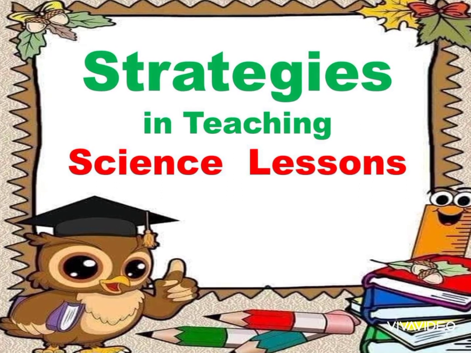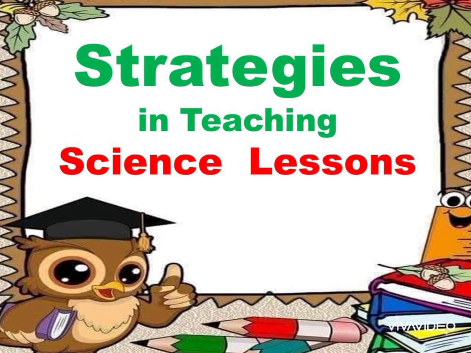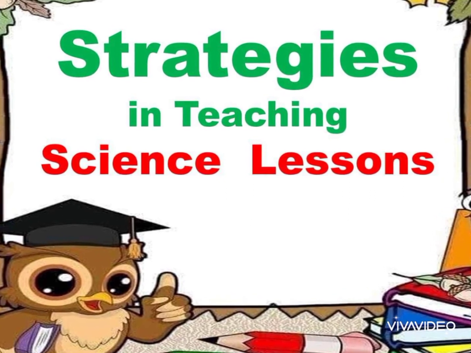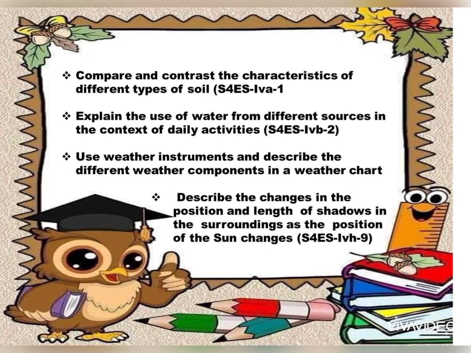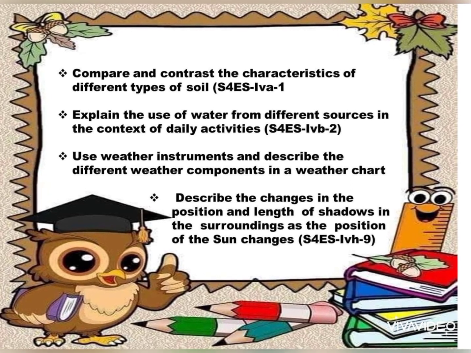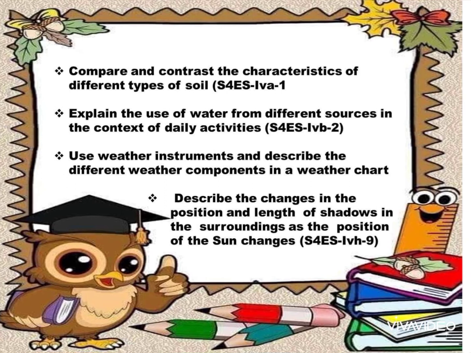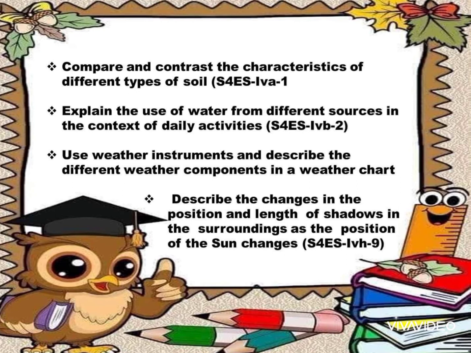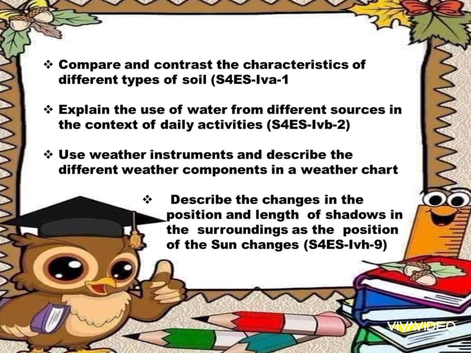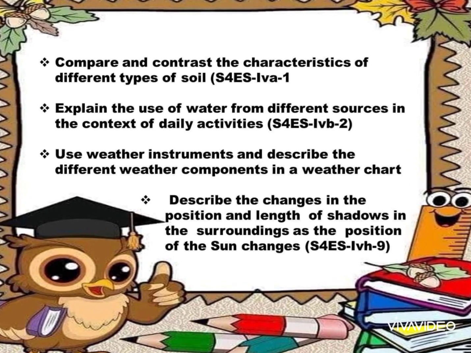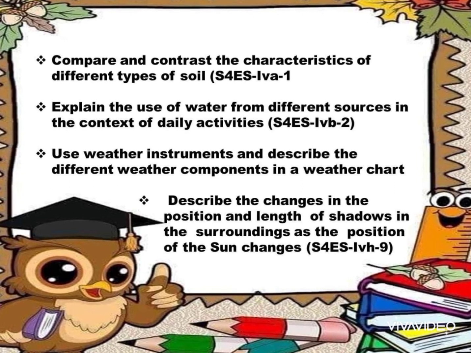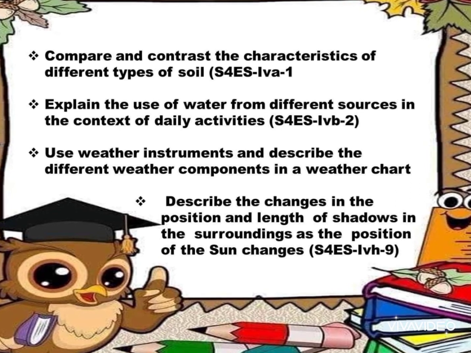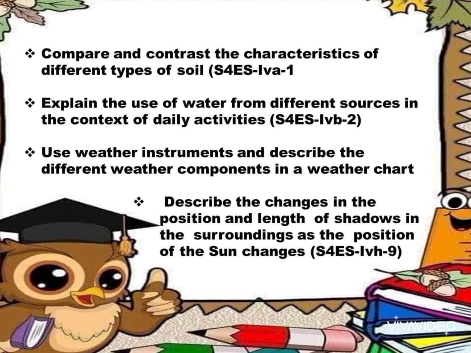After days of research and reading, allow me to present to you now the strategies and activities that you can use in teaching science lessons for the fourth quarter. The competencies are: compare and contrast the characteristics of different types of soil, explain the use of water from different sources in the context of daily activities, use weather instruments and describe the different weather components in a weather chart, and describe the changes in the position and length of shadows in the surroundings as the position of the sun changes.